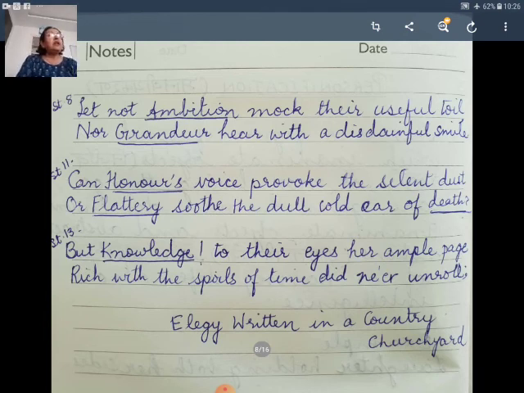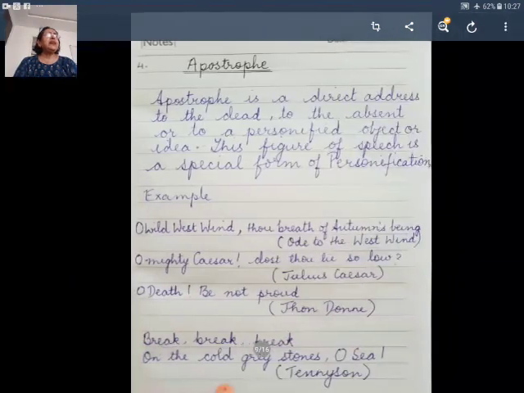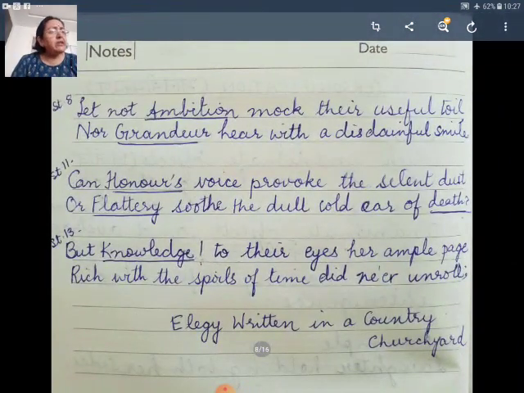But knowledge to their eyes, her ample page, rich with the spoils of time, did never roll. Knowledge is again personified here. To their eyes, her ample page. Knowledge did not show her ample pages to these poor people. This is in Elegy Written in a Country Churchyard. I will take in detail when I go through the poem and we discuss the Elegy Written in a Country Churchyard by Thomas Gray. Now, I will stop here.